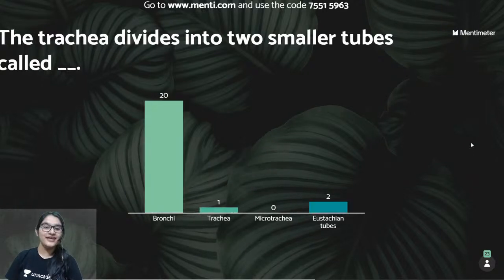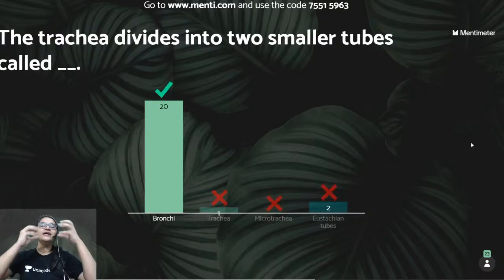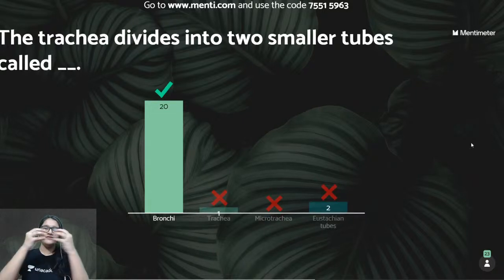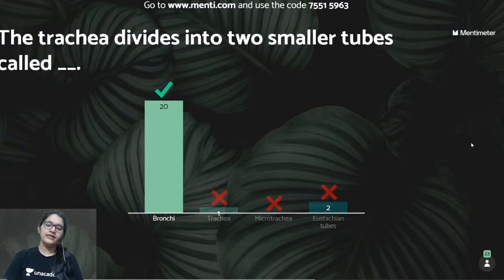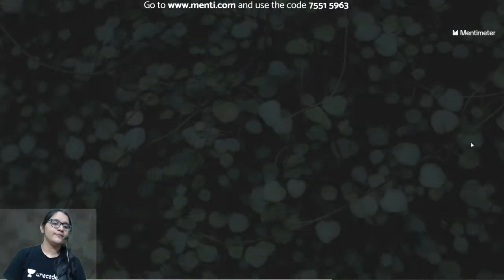Just asking. Absolutely correct. The trachea is one pipe, right? Then it divides into two that enter the two lungs that we have, and those are called as bronchi. Okay.